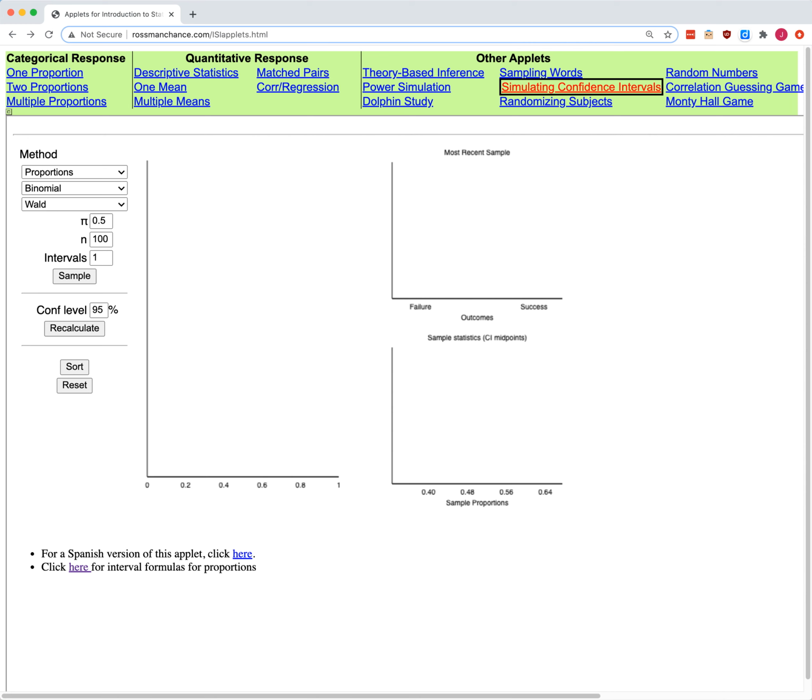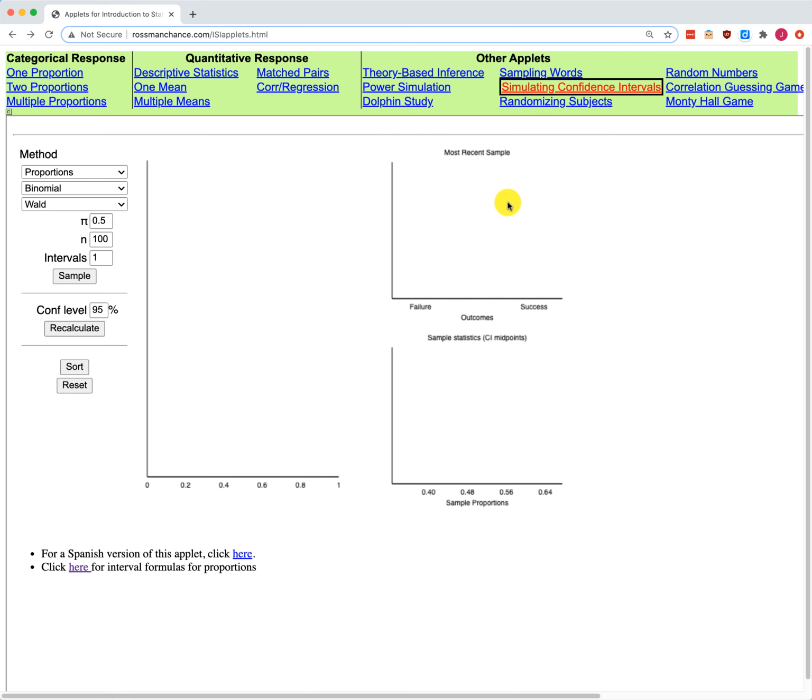In this video, I'm going to demonstrate an applet that shows you what a confidence interval for one proportion means. First, go to the website rossmanchance.com/isi-applets.html. Across the top of the page, you'll see links to other applets. We're choosing the applet Simulating Confidence Intervals.